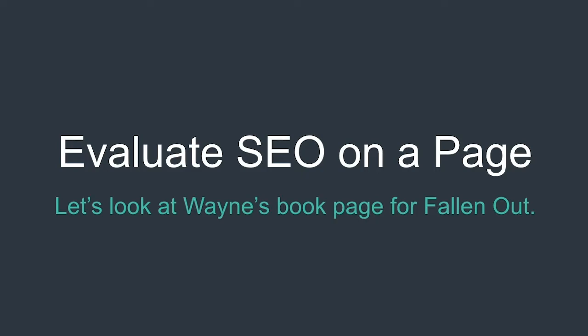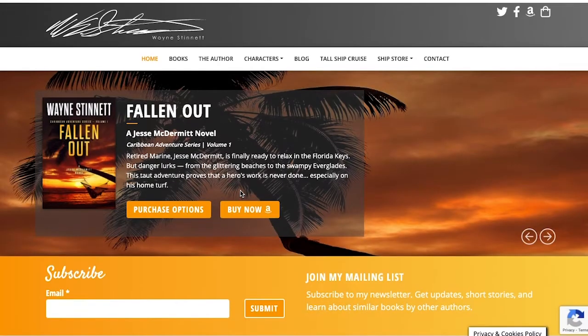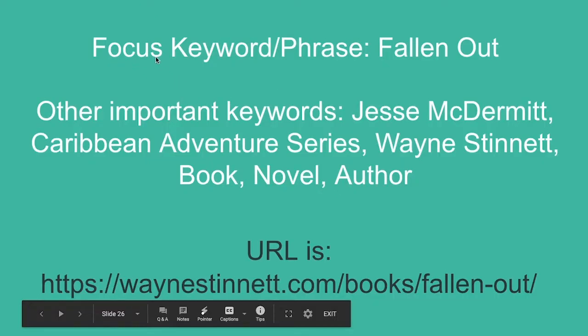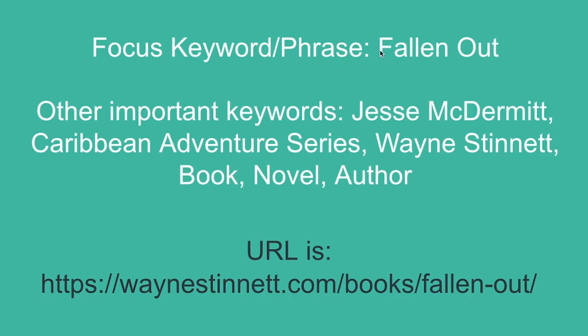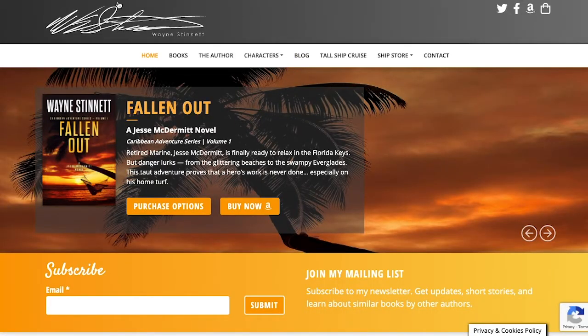So, evaluate SEO on a page. Let's look at Wayne's book page for Fallen Out. It's this page right here, Fallen Out. The focus keyword phrase is Fallen Out. Other important keywords are Jesse McDermott, Caribbean Adventure Series, and author name Wayne Stinnett. Book is a broad search term; novel and author are also broad search terms. So we're looking at this page right here. All right, so the page title has Fallen Out. Wait, I'm not on the page title.